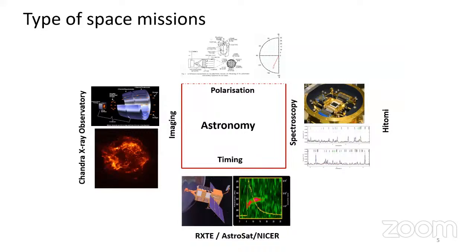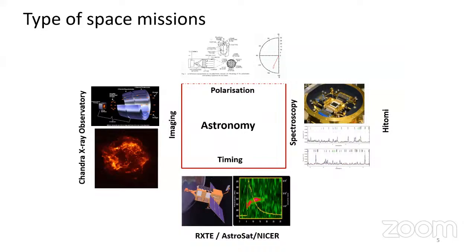So, the direction of the light directly coming from the source is called imaging. And secondly, it is the energy or the wavelength of the light that is called spectroscopy. Thirdly, there is the time at which the X-ray event has come, which means the time at which it is generated at the source. This is called timing.